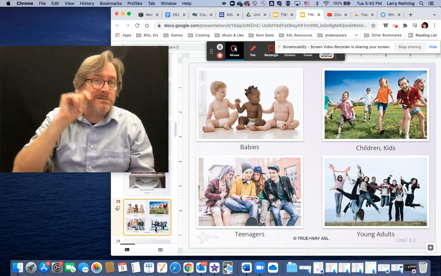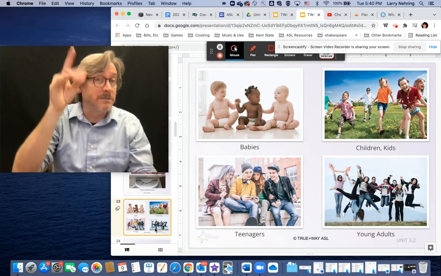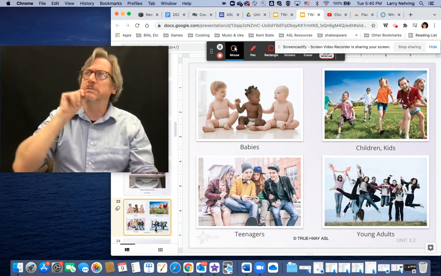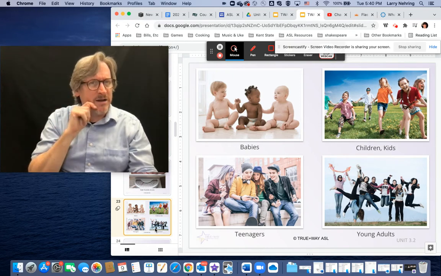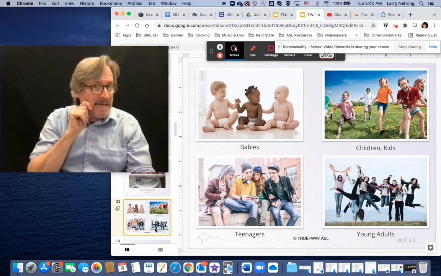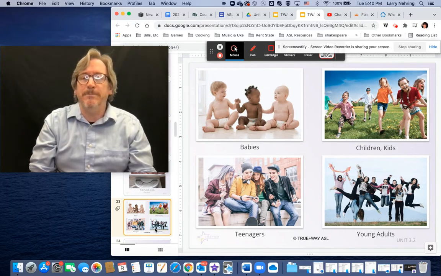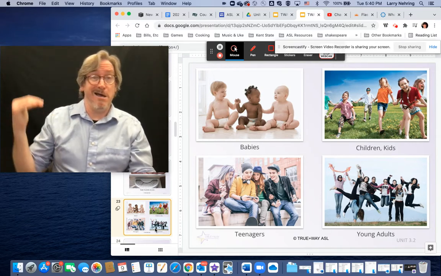Teenager. So it's like parent, teenager. I don't know if I've ever seen someone do it down. I've almost always seen it go up. Teenager. Young adult.